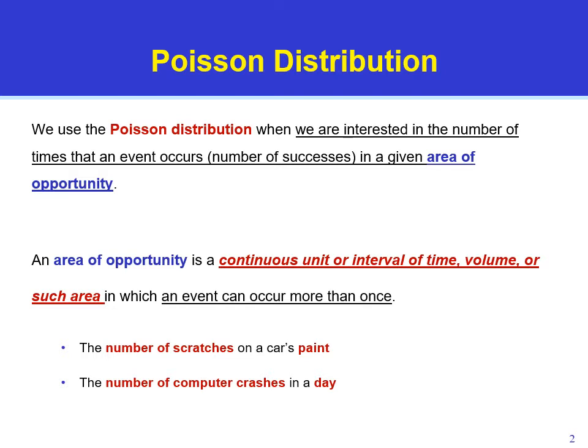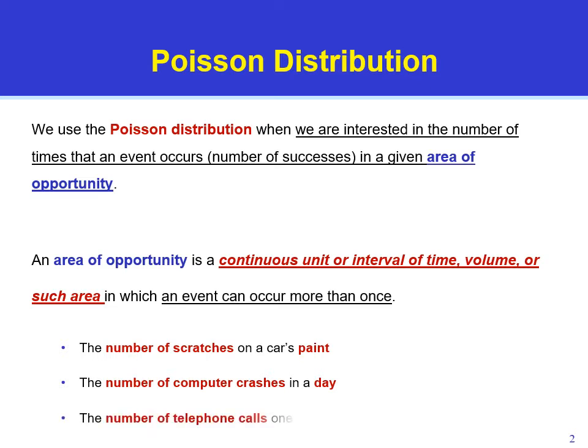Or another example, the number of computer crashes in a day. So the number of computer crashes is considered a success here, quote unquote, which is an event that we are interested in, not necessarily a good thing, of course. Day here is the area of opportunity. So the area of opportunity is a surface, if you want to consider it physically, that includes the events of success here, right? So the number of computer crashes in a day, that's the area that it occurs in.